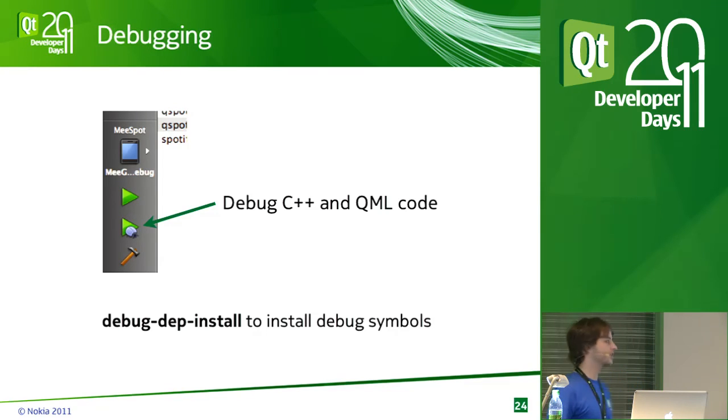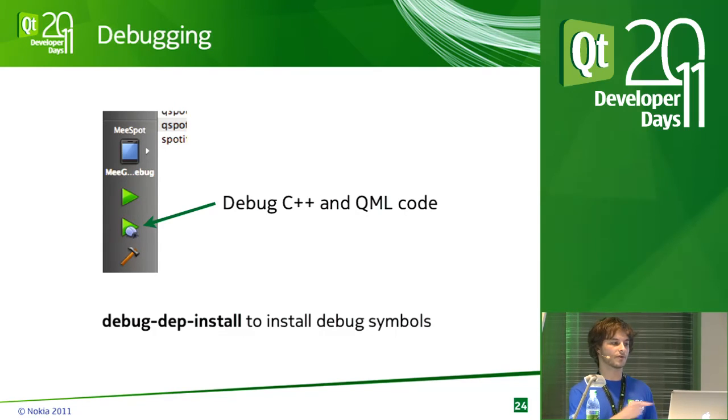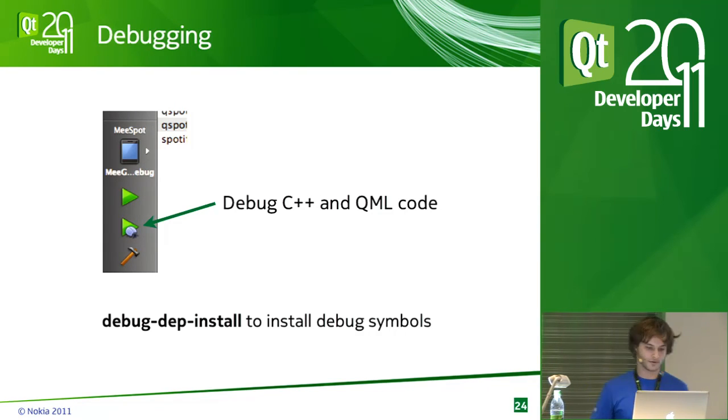One thing you should know is that, of course, on the phone, there are no debug symbols. So by activating the developer mode, I showed you before there was a set of tools you can install, and one is for debugging. One of these tools is a script called debug-dep-install, and you run this script, you provide the path of your application on the phone, and it will automatically get all the debug symbols for all the libraries that your application is using. So then you can actually debug properly.